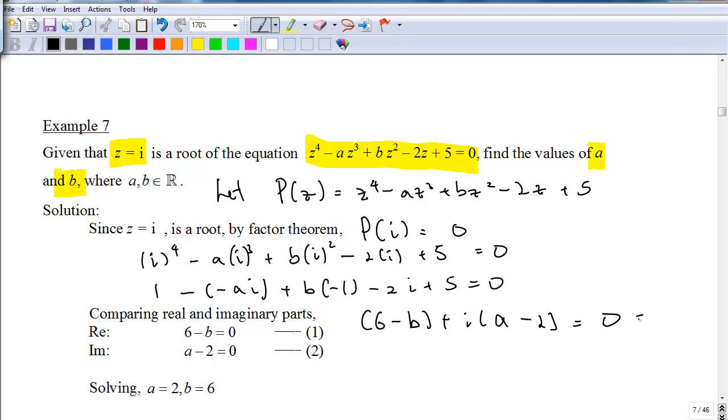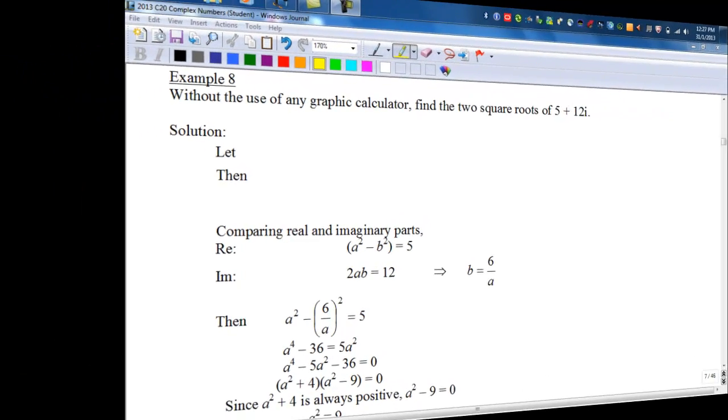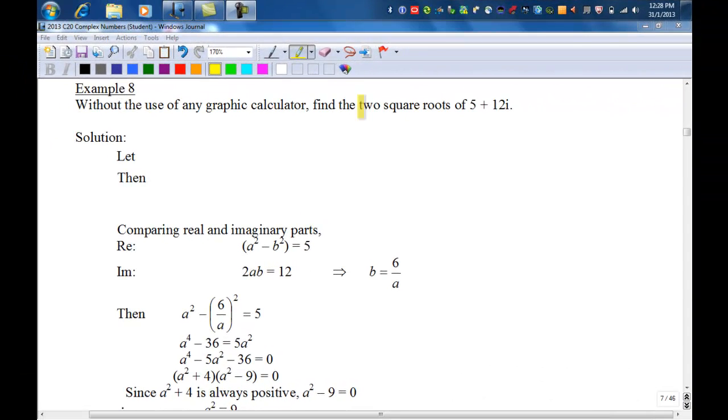Now 0 is the same as 0 plus 0i. So if this pair of numbers are the same, then the real part must be 0, and the imaginary part must be 0 as well. Quite simply, just rearrange both sides. You get a equals 2 and b equals 6. Done. Now in example 8, we see the same result being used in a different context.